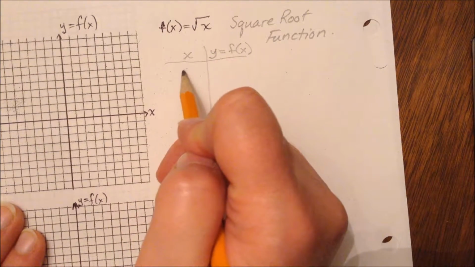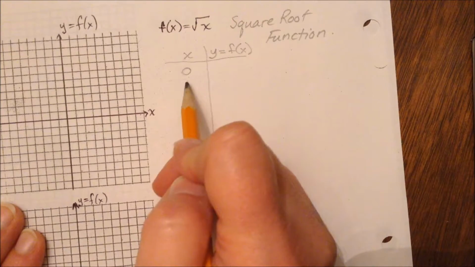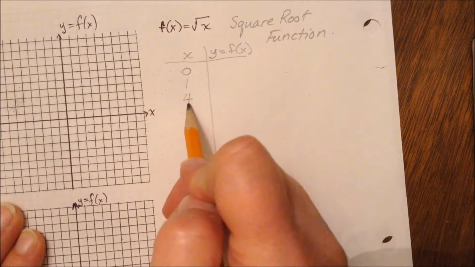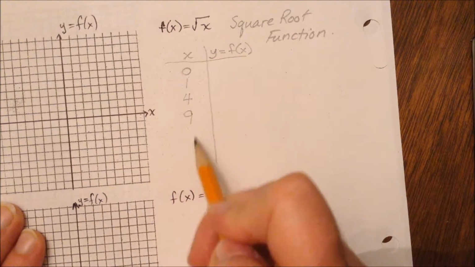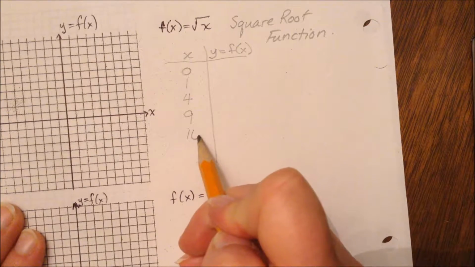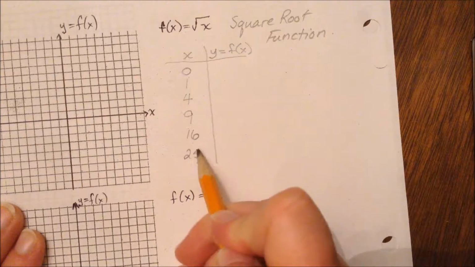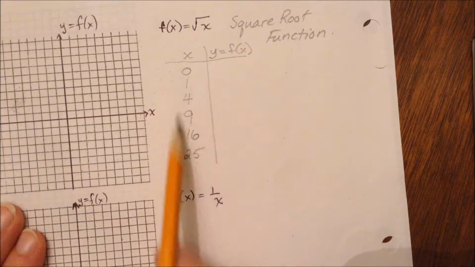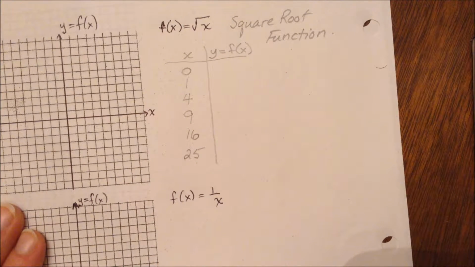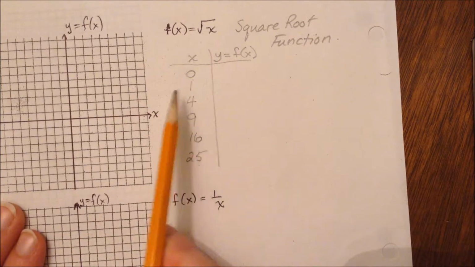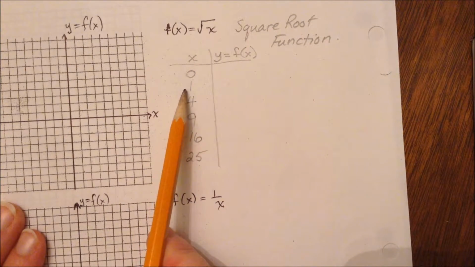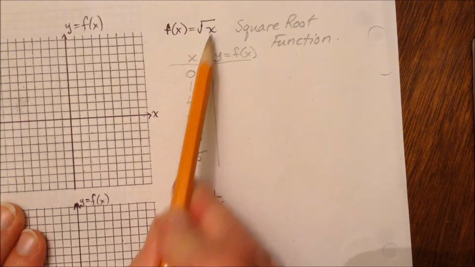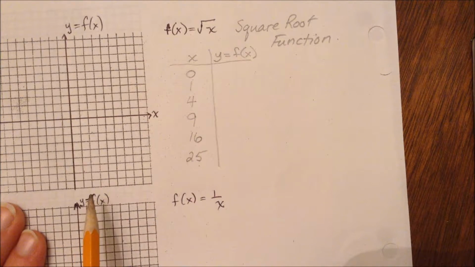So we're going to choose 0. We're also going to choose 1, 4, 9. We could also choose 16, 25 if we like, but those are getting kind of big for our grid. The reason we chose these numbers is because those are perfect squares. When we take the square root of a number, we want to get a good graph, we want to choose numbers that are perfect squares because those will give us whole number values when we take their square root.